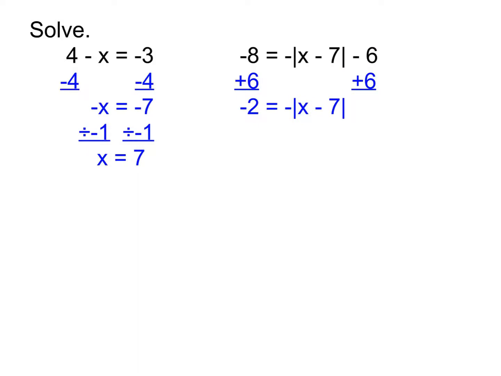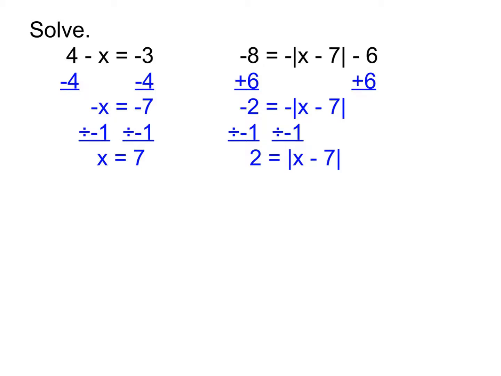Once we've added 6 to both sides, we've got negative 2 equals the negative absolute value of x minus 7. The negative is outside of the absolute value, so I still have to get rid of it before I can deal with the absolute value. Again, that's like negative 1 times it, so I'm going to divide by negative 1. So I get 2 equals the absolute value of x minus 7.